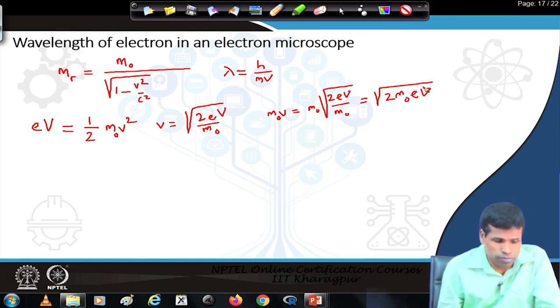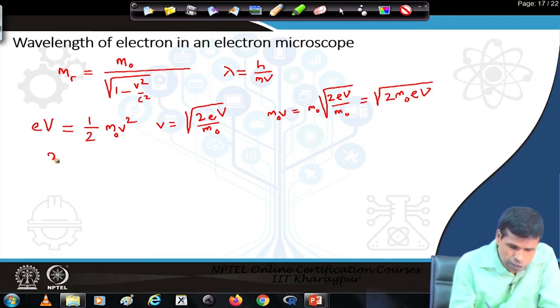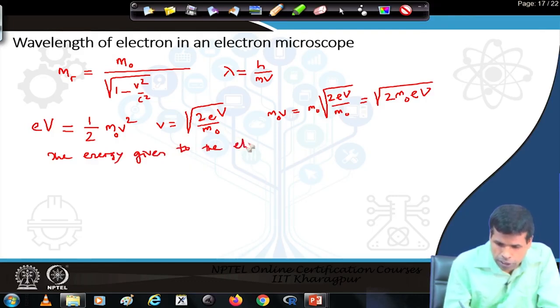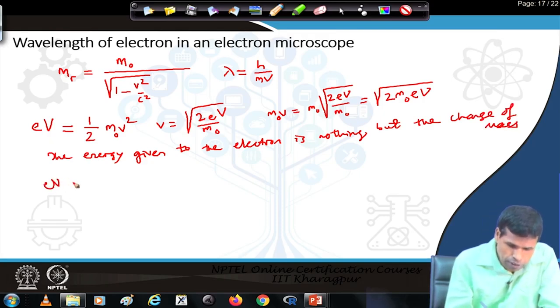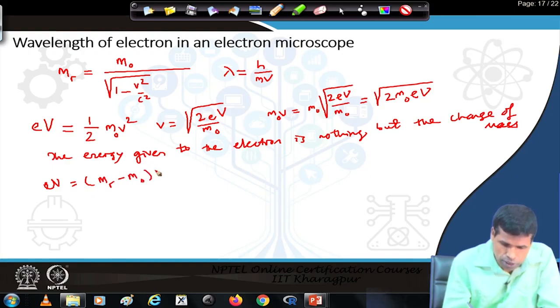So, the energy given to the electrons is nothing but the change in its mass. So we can write that the energy given to the electron is nothing but the change of mass of the electrons. So, we can write eV is equal to m_r, the relativistic mass, which is higher, mass increases as it travels with the speed of light, times c squared. Or we can write m_r minus m_0 is equal to eV by c squared, or m_r is equal to m_0 plus eV by c squared.